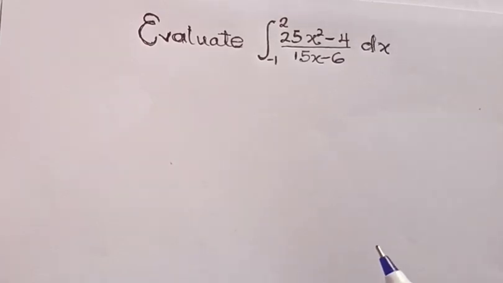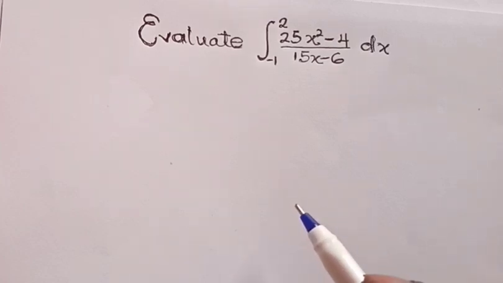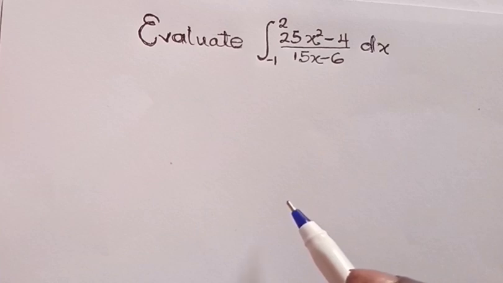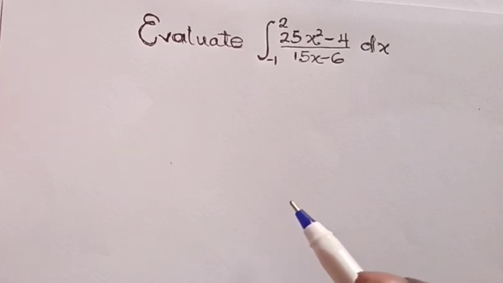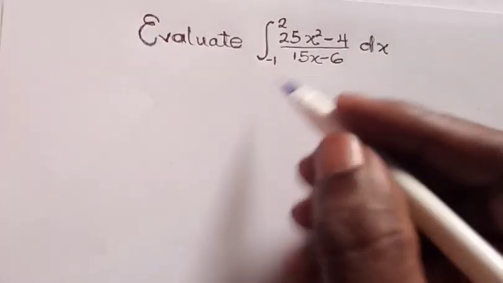All right, so we have another question before us. So let's quickly look at how we are going to solve this question. This question says we should evaluate the integral of (25x squared minus 4) all divided by (15x minus 6) dx, with the lower limit and upper limit of -1 and 2 respectively. So let's look at how we can solve this question.